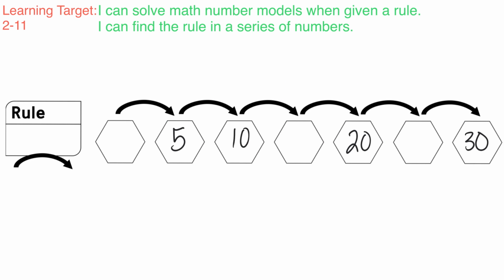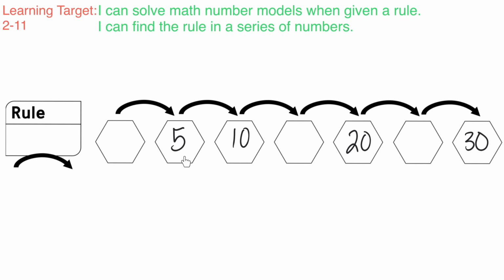All right, class, let's take a look at the learning target again, because we're now going to be looking at this second learning target. I can find the rule in a series of numbers. And when I say find the rule, it's because in this problem, we don't know what the rule is. So we have got to look at our frames and arrows and see if we can find a pattern.